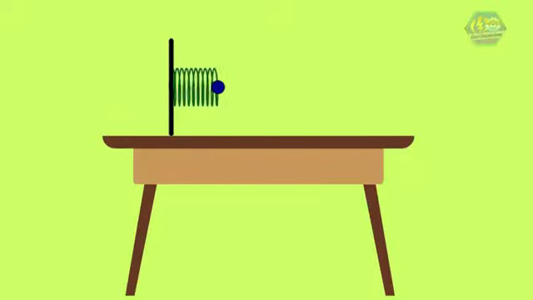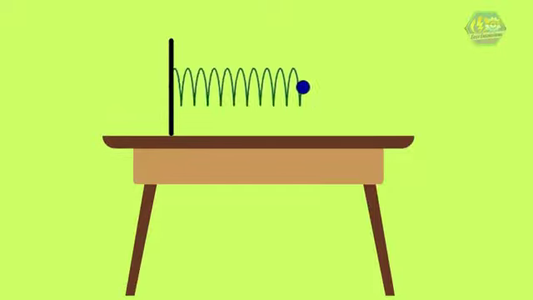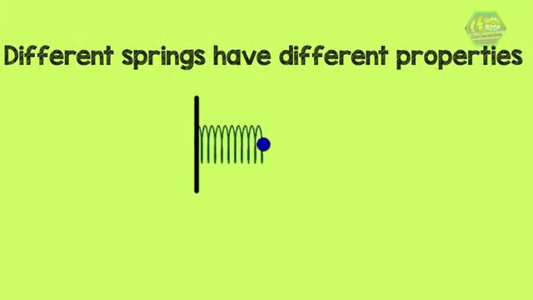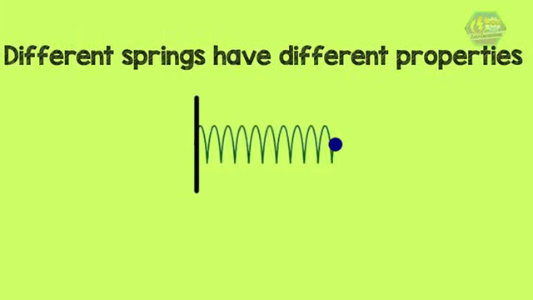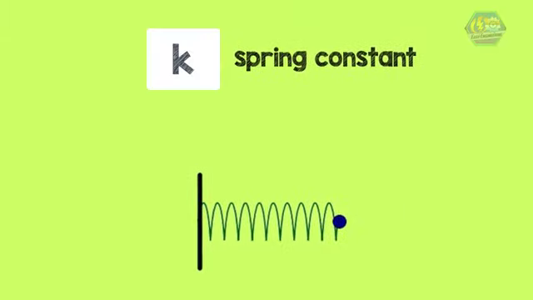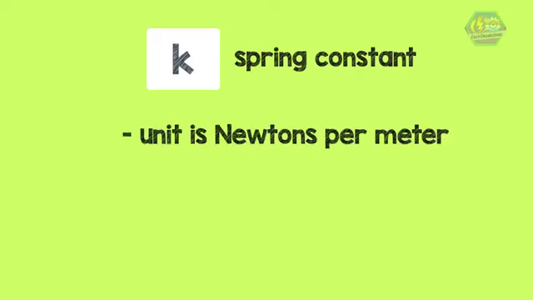Speaking of the use of springs, notice that not all springs are the same. This means that different springs have different properties. Springs have a representation called the spring constant, K, and this spring constant will be unique to a particular spring. The unit used in a spring constant is newtons per meter.